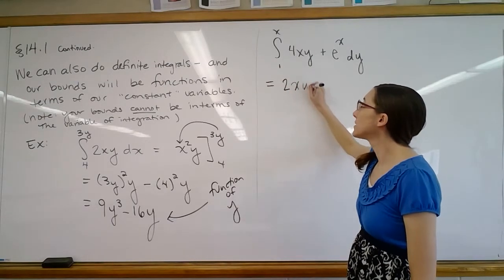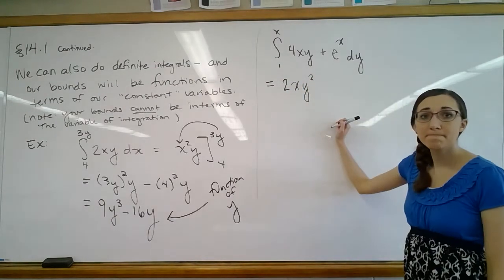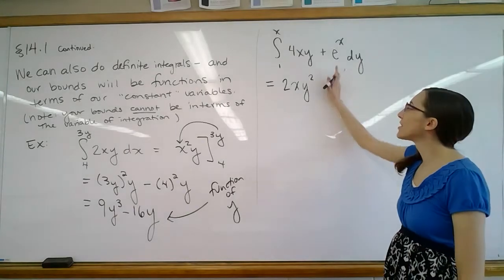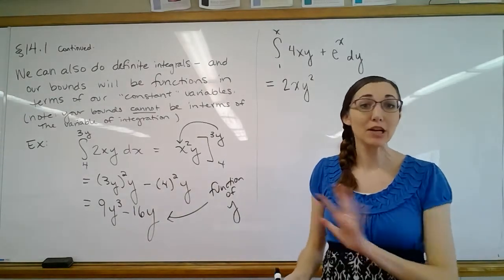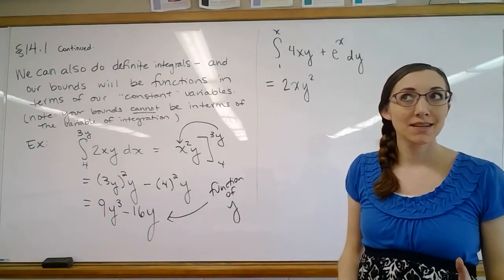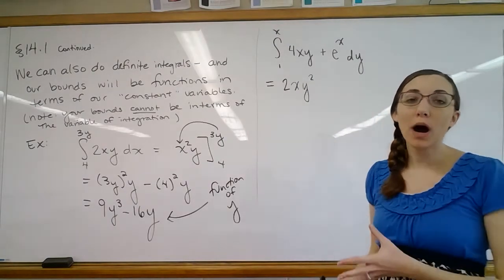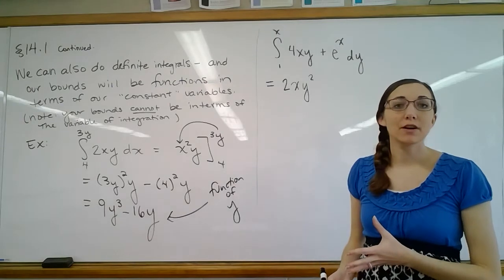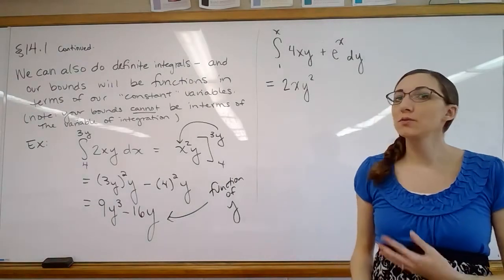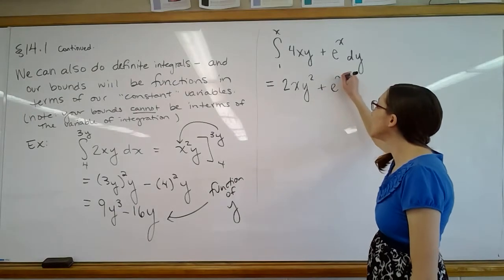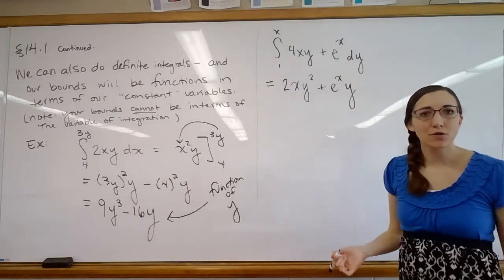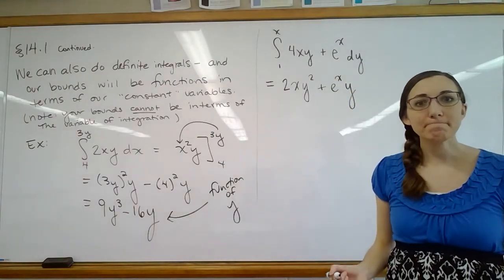We keep the x and we end up with the y squared. And then we might be tempted here to think, all right, I'm integrating e to the x, the rule is it stays the same. But no, because at the moment my variable of integration is y, and so when I integrate e to the x, it's really just integrating a constant. So all that happens is you keep that constant and you multiply it by y.